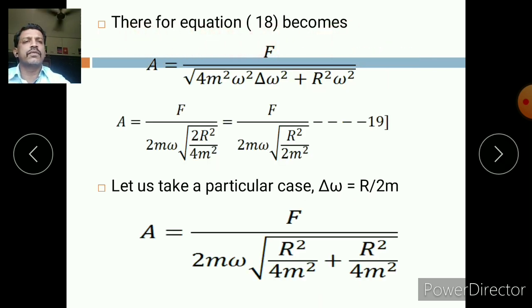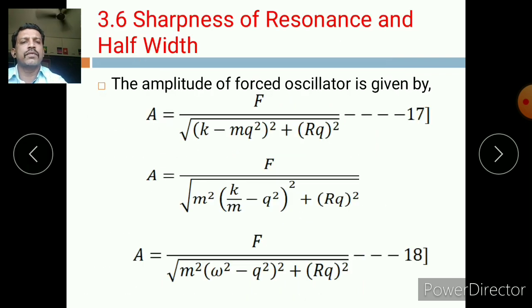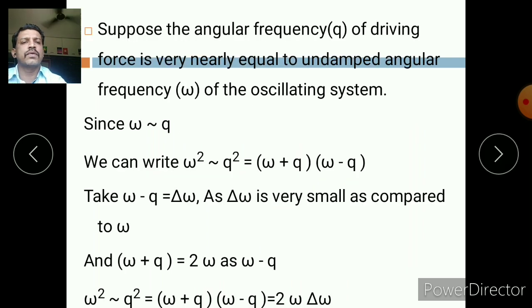Therefore equation 18 becomes A equal to F upon under root 4 m square omega square delta q square plus r square omega square. How will it come? Here it is our equation: m square times (omega square minus the value of omega square). What is the value of omega square?